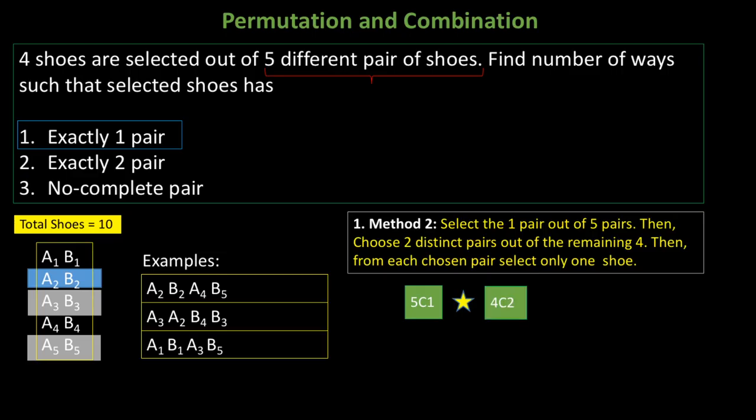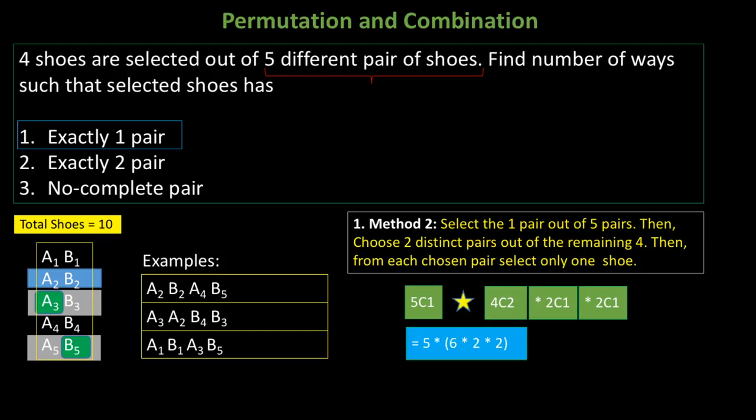Now we have selected, let's say for example, A3, B3 and A5, B5 for example. Now what we have to do is go to each of these and just select 1 out of the 2 shoes in any given pair. So in A3, B3 we will select 1 that I can do in 2C1 ways. From A5, B5 again I have to select 1 that also I can do in 2C1 ways, right? Because I can either select A5 or I can select B5. So out of 2 I have to choose 1. Okay, so I hope this is clear. From here on you just calculate 5 multiplied 4C2 is 6 and then 2 squared. So this comes out to be 120 again.